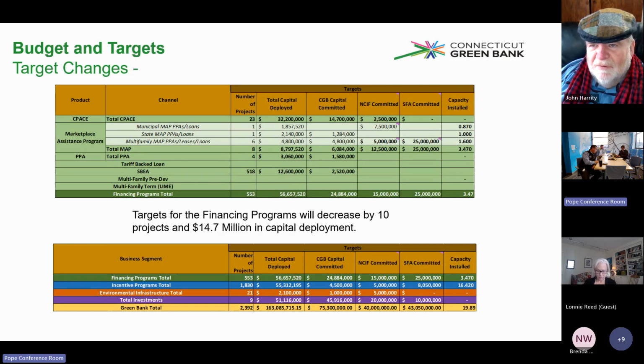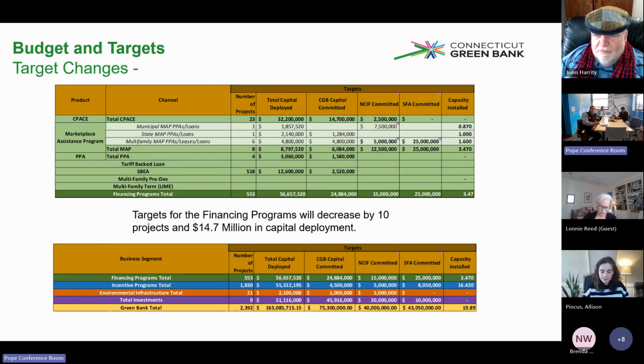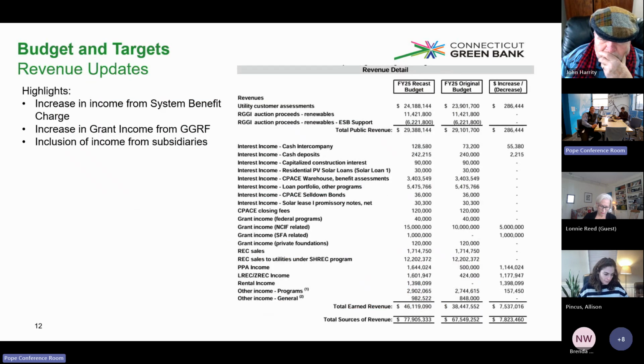So, yeah, our targets overall are pretty much flat, just a 10 project decrease and a $14.7 million decrease. Moving on to budget. I'll start with the revenues. We're proposing a budget where we have increased income from the system benefit charge.